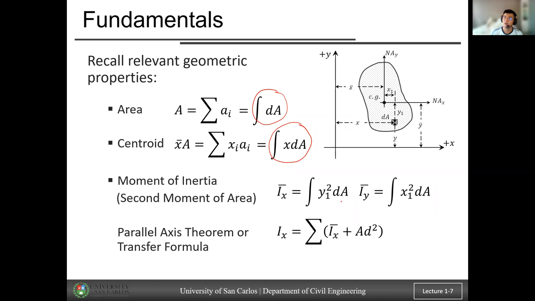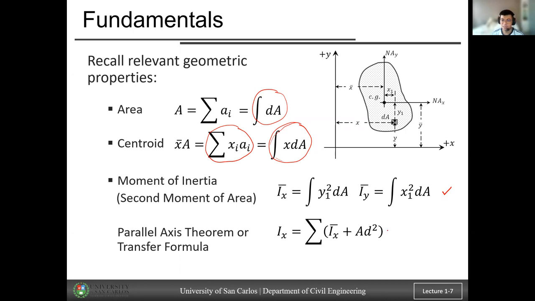So I think in your statics, if I'm not mistaken, you can use the integral, or you can use the summation formula. But the summation formula is only applicable if your material is a polygon, a known figure, like a square or rectangles. But if it's an irregular shape object, then better use the integral aspect. So second moment of inertia is this formula. I think you are pretty familiar with this also.